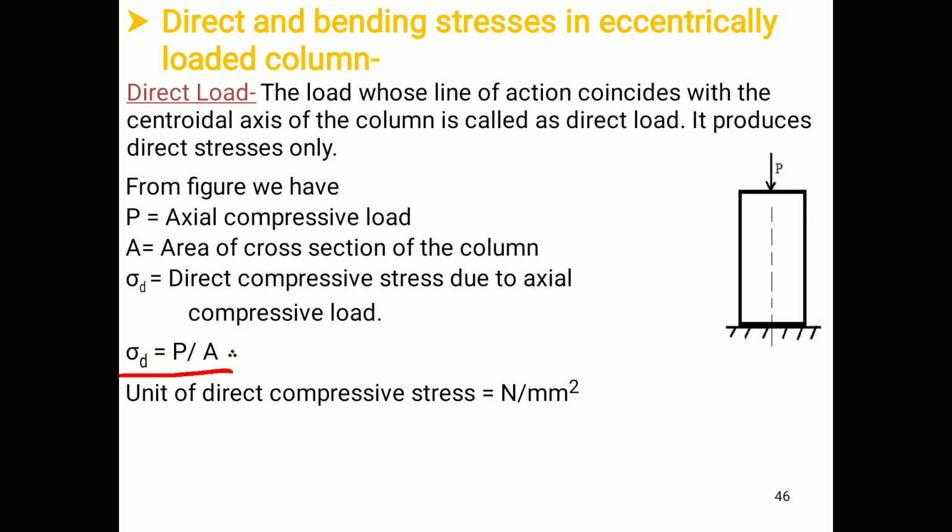It is given by sigma d is equal to P by A. After putting the units of P and A, we will get the unit of direct compressive stress, which is Newton per mm square or megapascal. So this is all about the concept of direct load. Remember that due to the direct load the stresses induced are the compressive stresses only. Direct stresses are developed due to the direct load, and they can be given by P by A.